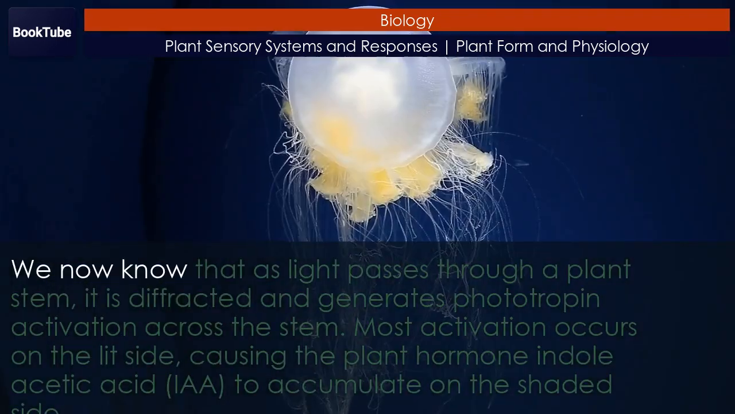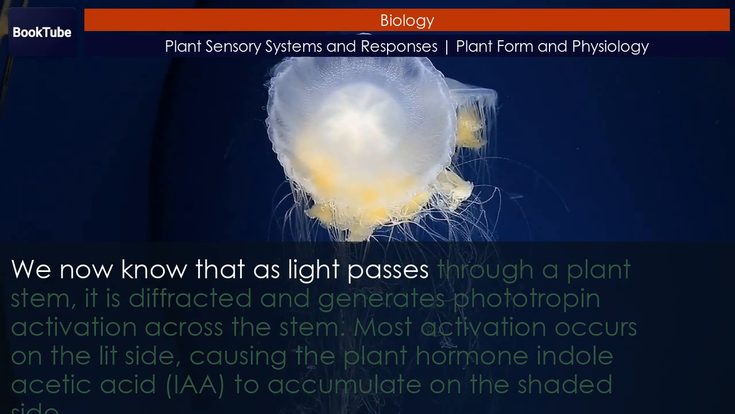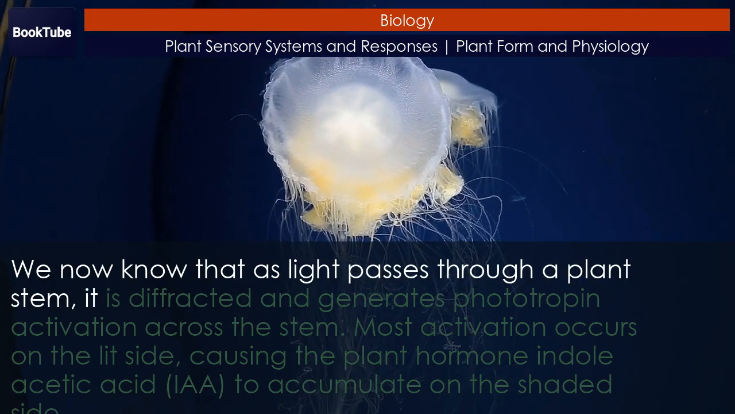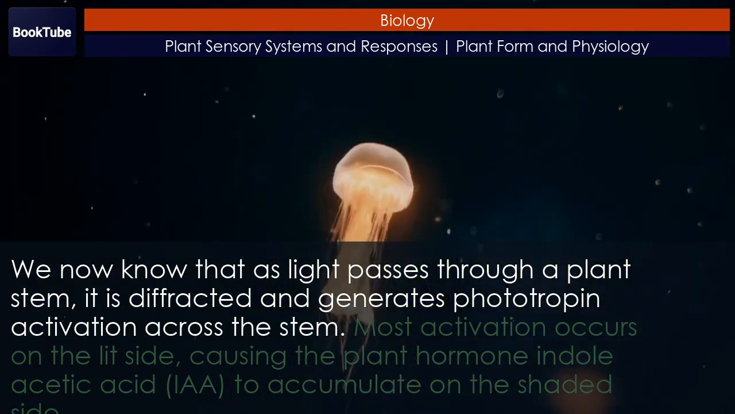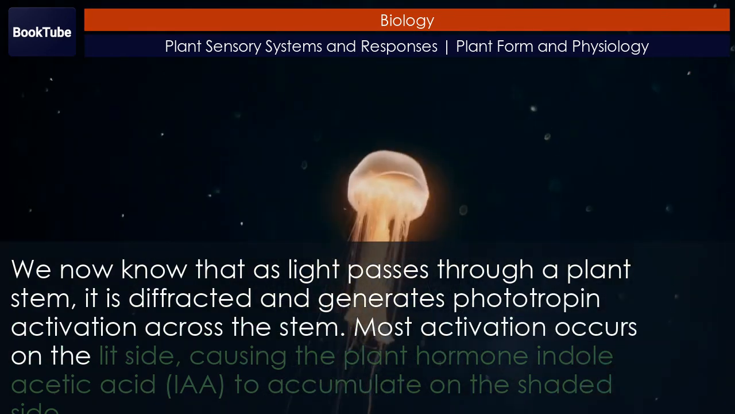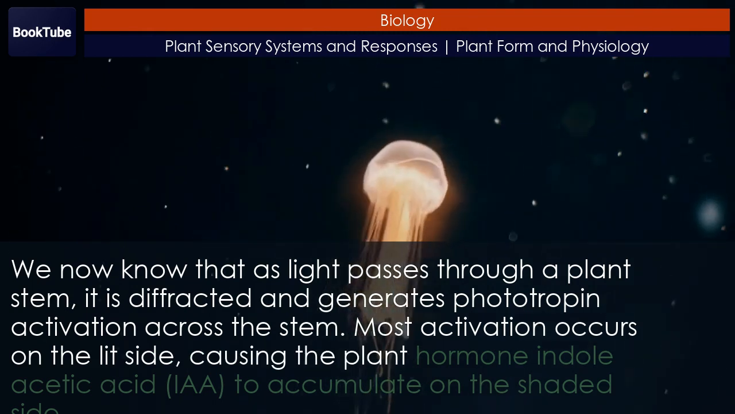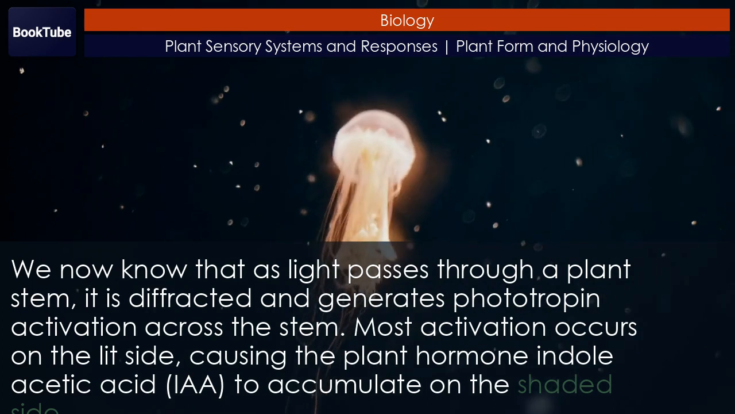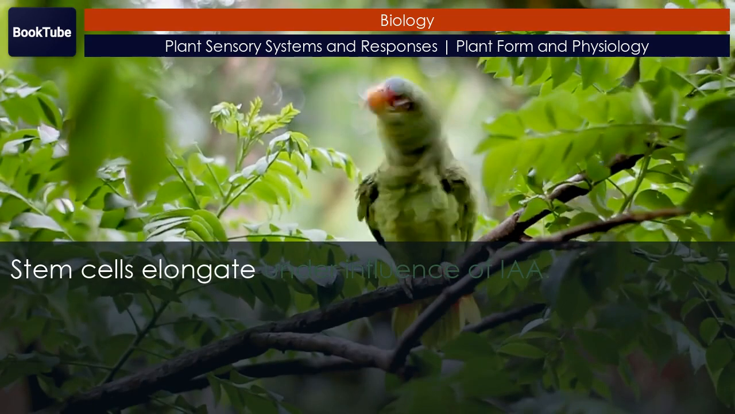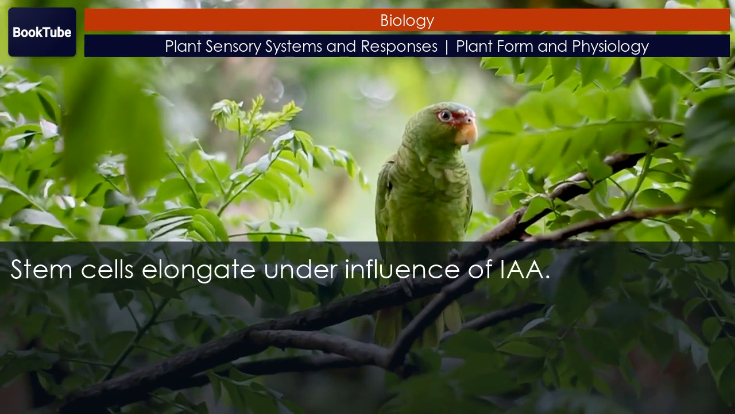We now know that as light passes through a plant stem, it is diffracted and generates phototropin activation across the stem. Most activation occurs on the lit side, causing the plant hormone indole acetic acid, IAA, to accumulate on the shaded side. Stem cells elongate under the influence of IAA.